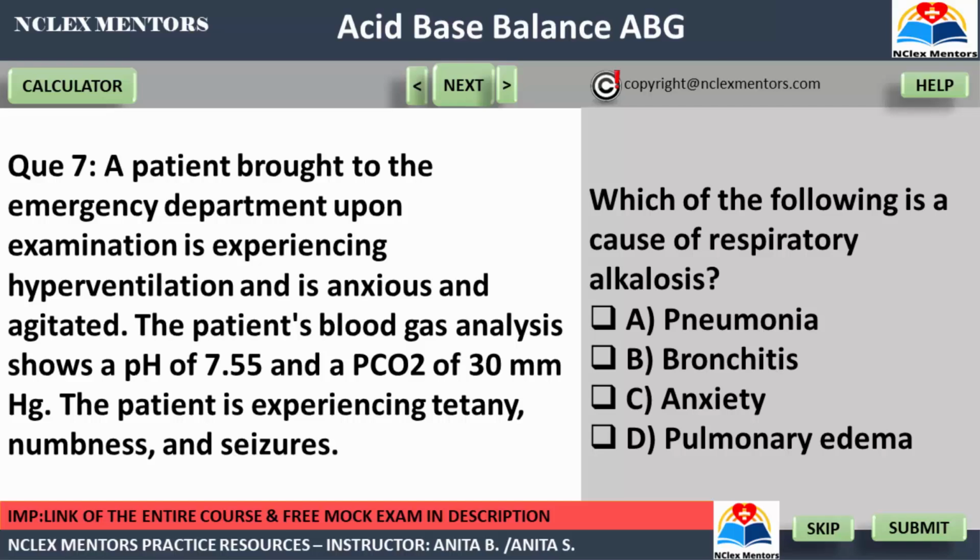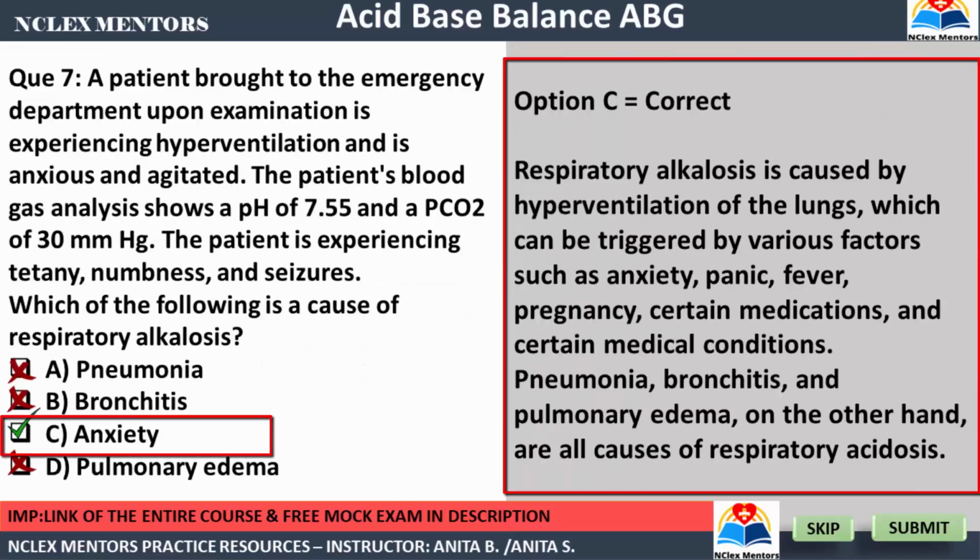All right, time's up. Let me reveal the right answer to you. The right answer is C. Respiratory alkalosis is caused by hyperventilation of the lungs, which can be triggered by various factors such as anxiety, panic, fever, pregnancy, certain medications, and certain medical conditions. Pneumonia, bronchitis, and pulmonary edema, on the other hand, are all causes of respiratory acidosis.